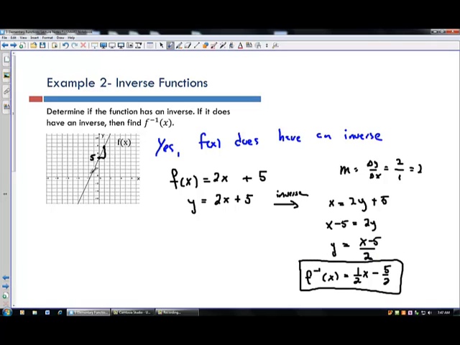So if you give me a graph of a function, I certainly can find its formula if it's a line. And once I find the formula for a line, I can find its inverse by switching x and y and solving for y.